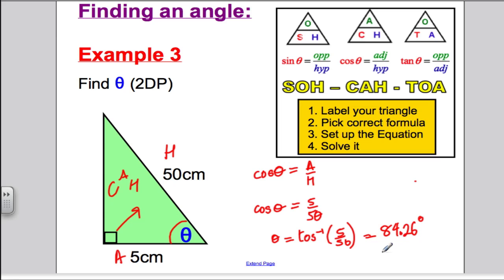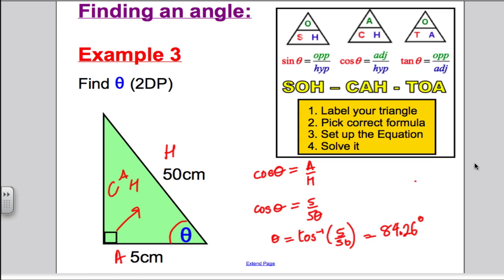Okay, and that's everything about right angle triangles. If you're given two sides and you want to work out the other, it's Pythagoras' theorem. If you're trying to find a side and you're given a side and an angle, you use SOHCAHTOA. Or if you're given two sides and you're trying to work out an angle, you also use SOHCAHTOA.